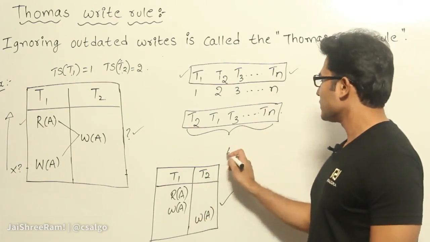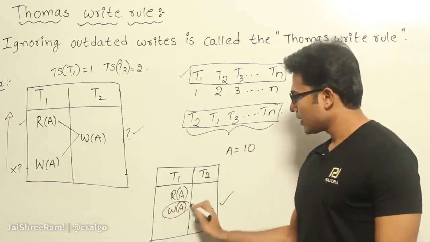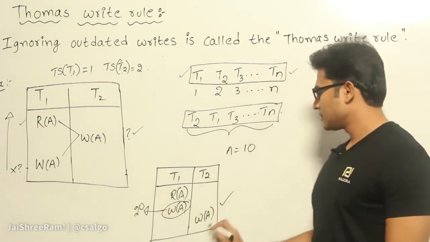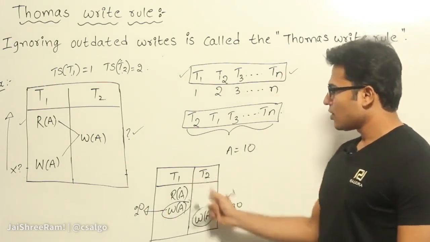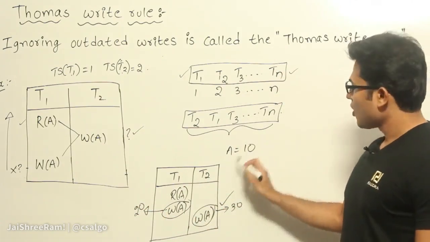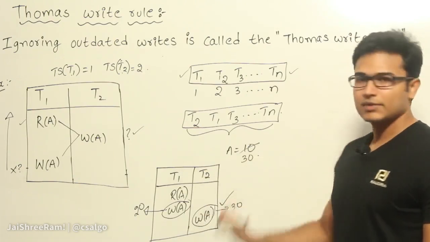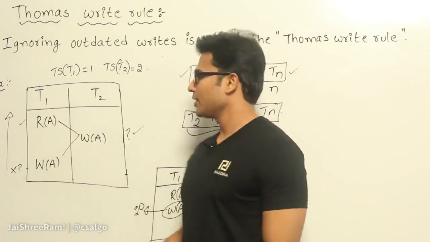Let us say the initial value of A is 10 and this write is trying to make the value of A as 20 and this write is trying to make the value of A as 30. Now if this is the order in which it has executed in this serial schedule, what would be the value of A? After executing everything, the value of A would have been 30, isn't it? Now if these actions have happened, let's see what happens.